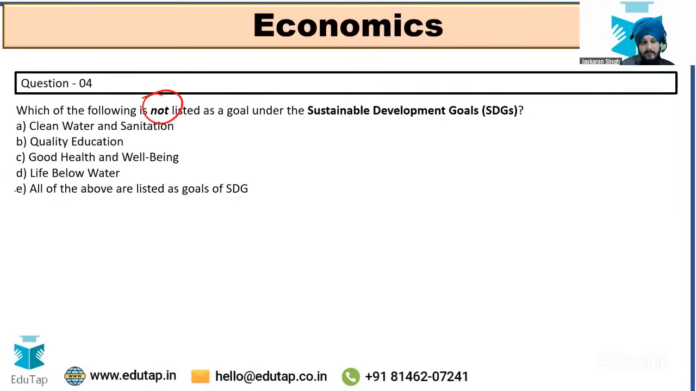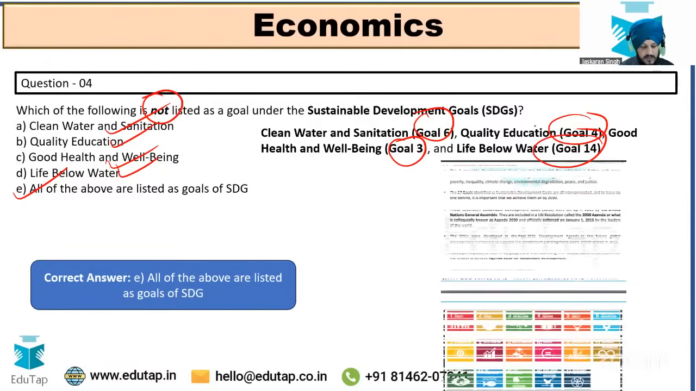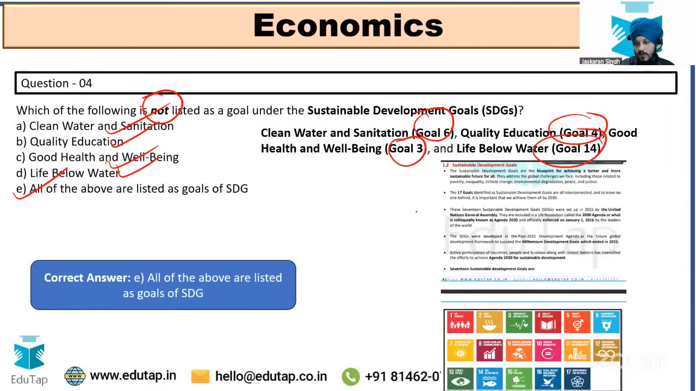So basically E is going to be the correct answer because all the above are listed as a part of the Sustainable Development Goals, right? If you see the SDGs, clean water and sanitation comes under goal 6. Then we have quality education, that comes under goal 4. Then good health and well-being comes under goal 3, and life below water comes under goal 14. So E is going to be the correct answer, right? You can see this was also covered as a part of the notes.